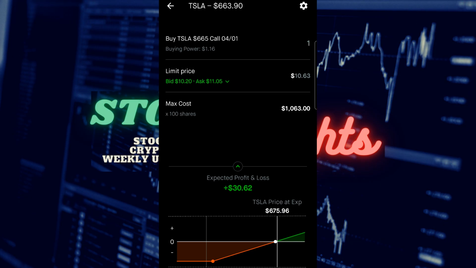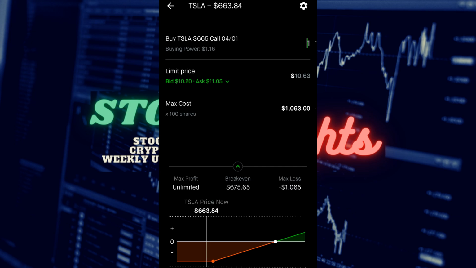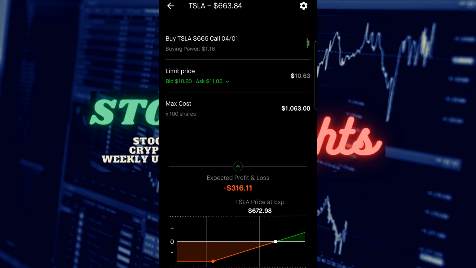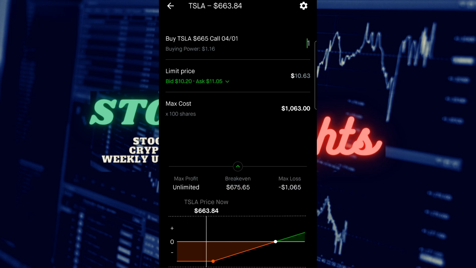$675.65, which, like we said before, takes into consideration the strike price plus the premium that you have to pay just to get into this options play, so you can play the play. Okay, so yeah, this is just the mobile version of it. It's very similar to the desktop version, probably just a little bit simpler.